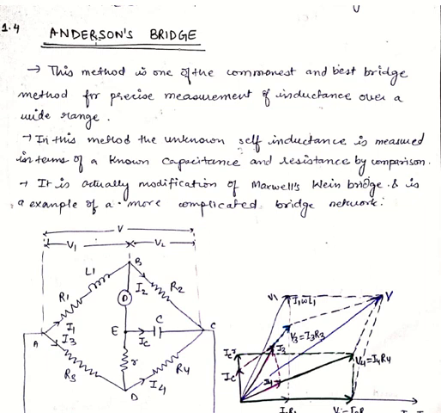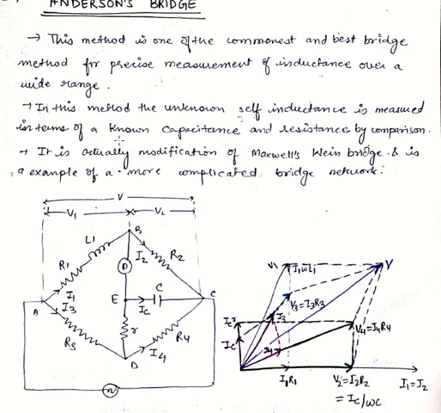The previous three methods, the Maxwell inductance bridge, Maxwell inductance-capacitance bridge, and Hay's bridge, are used for measurement of medium or high inductance values. This method is one of the commonest and best bridge methods for precise measurement of inductance over a wide range. In this method, unknown self-inductance is measured in terms of known capacitance and resistance by comparison. It is actually a modification of the Maxwell-Wien bridge and is an example of a more complicated network bridge.